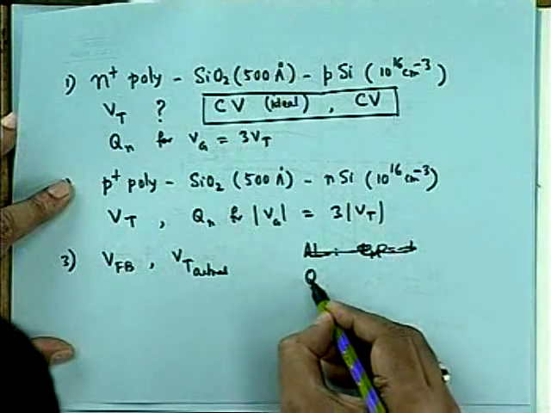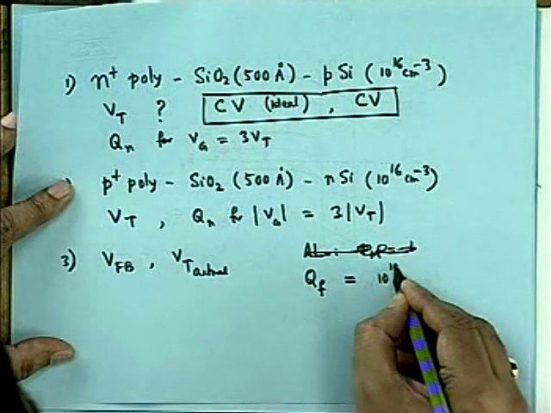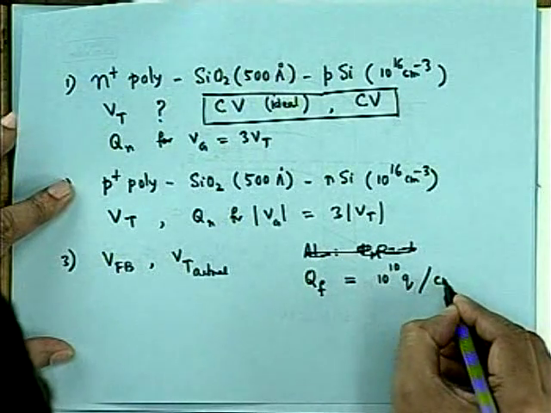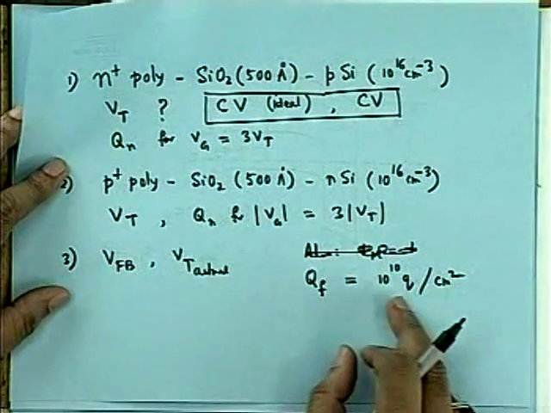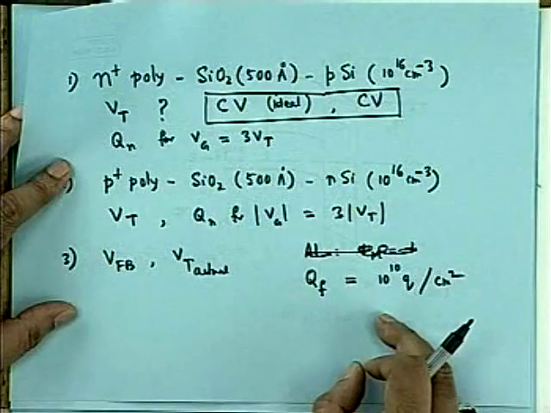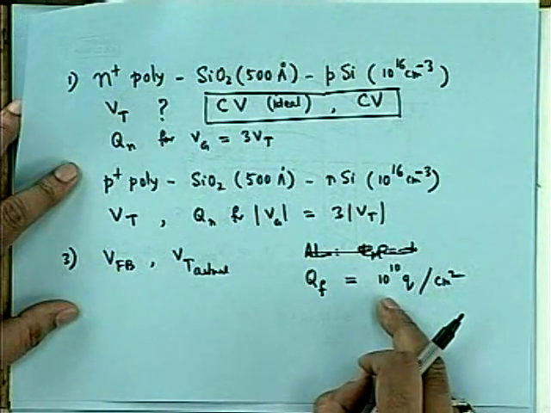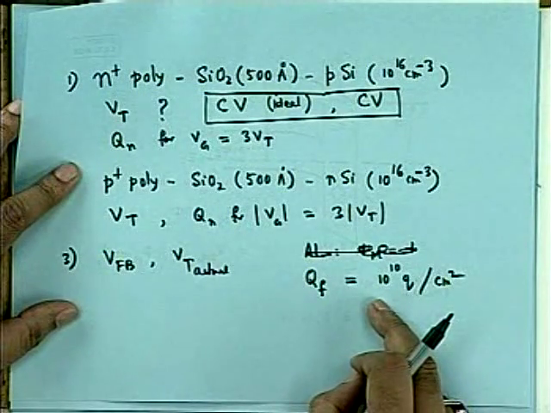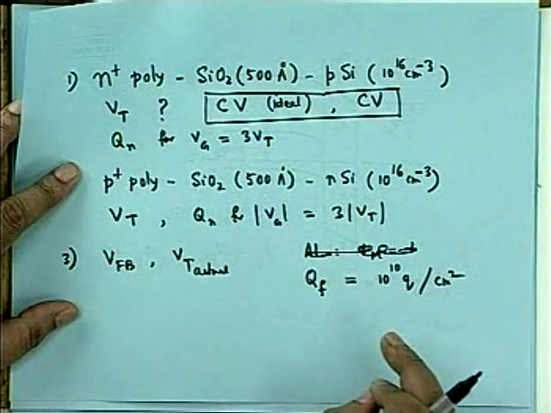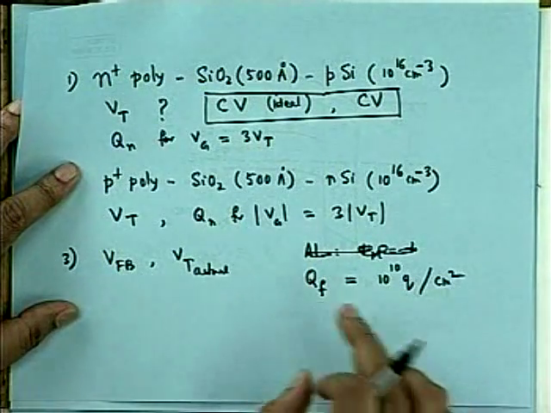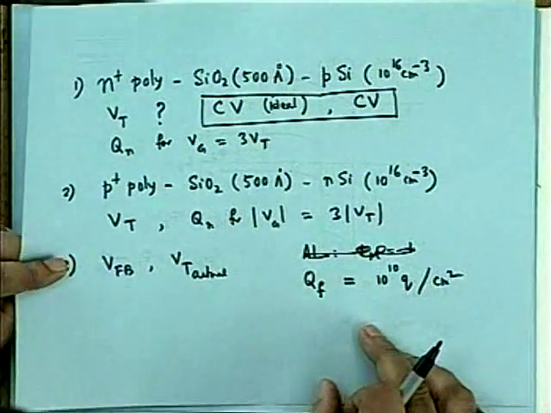The only thing I am giving you is the value of QF, which is equal to 10 to the power 10 electronic charge per centimeter square. This is a variable quantity. It may be a process dependent parameter. If you can achieve 10 to the power 10, it is good. On the 111 surface, QF may be of the order of 10 to the 11, whereas for 100 it is 10 to the 10 or sometimes even less. The less the value of QF, the better, the more desirable it is.